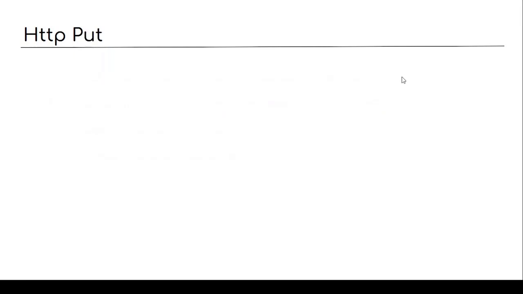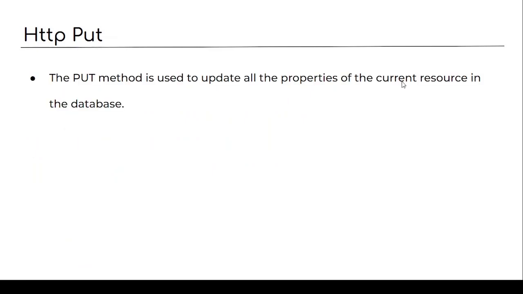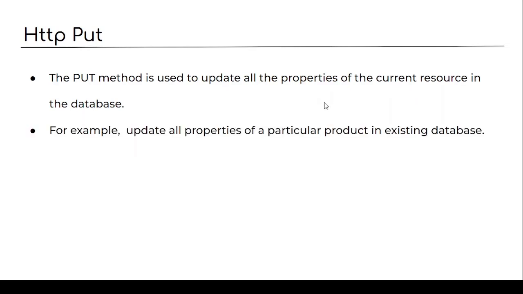After that we have HTTP PUT. The PUT method is used to update all the properties of the current resource in your database. For example, update all properties of a particular product in the existing database. Suppose you have a product table in your database and you want to update all the fields or all the columns of the table. In this case you need to use the HTTP PUT method.